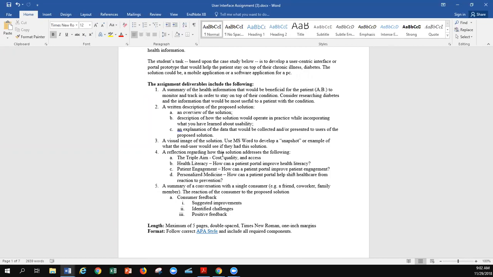Some of you, this will probably come easier than others, just in the fact that you maybe have this condition and/or have a close family member that is struggling with it as well. So do some research, find out what would be the most useful information to somebody with diabetes, and then provide a written description of your proposed solution.